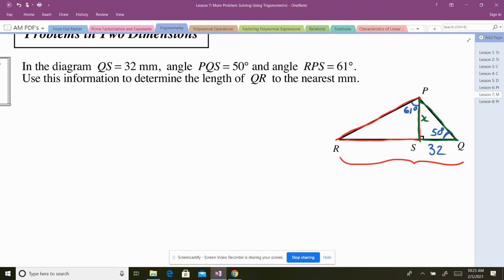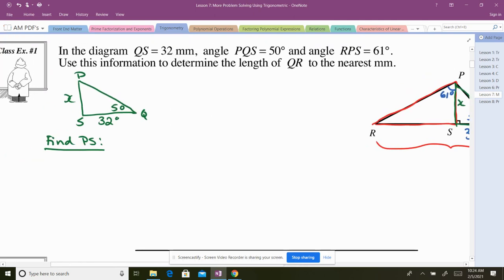Okay, so I'm going to redraw green over here. You don't have to redraw it, you can just do it if you want, but I find it easier. So that's X, that's 50, that's 32. Now let's take all the stuff we've done. So actually, I'll label it too: P, S, and Q. So find PS.